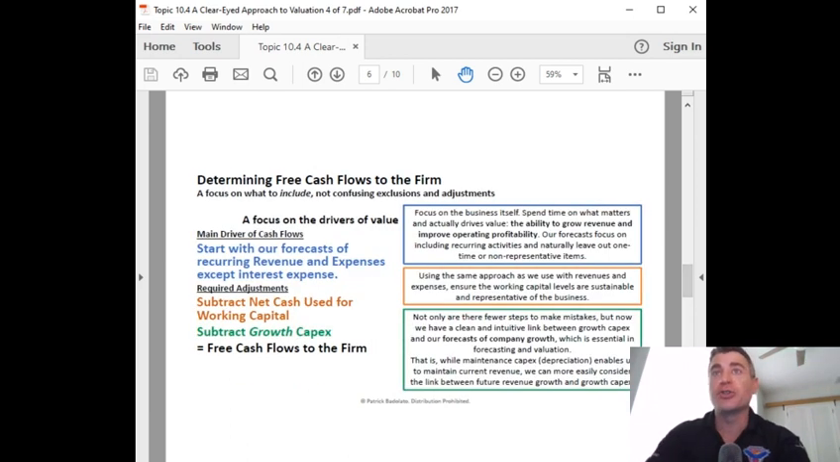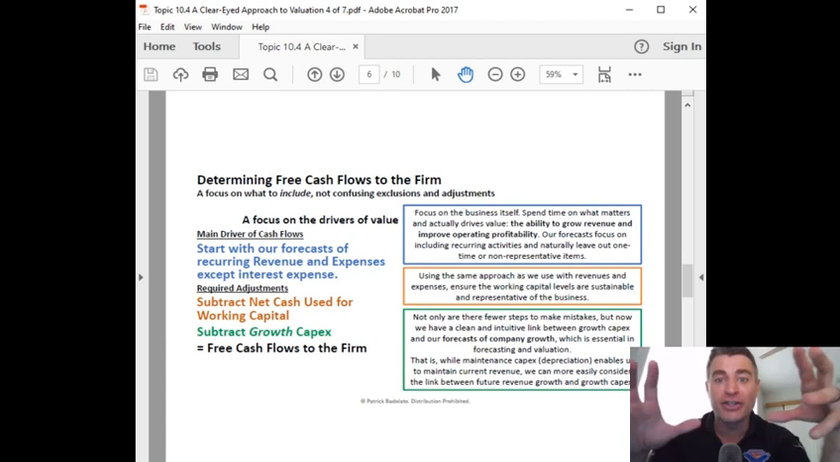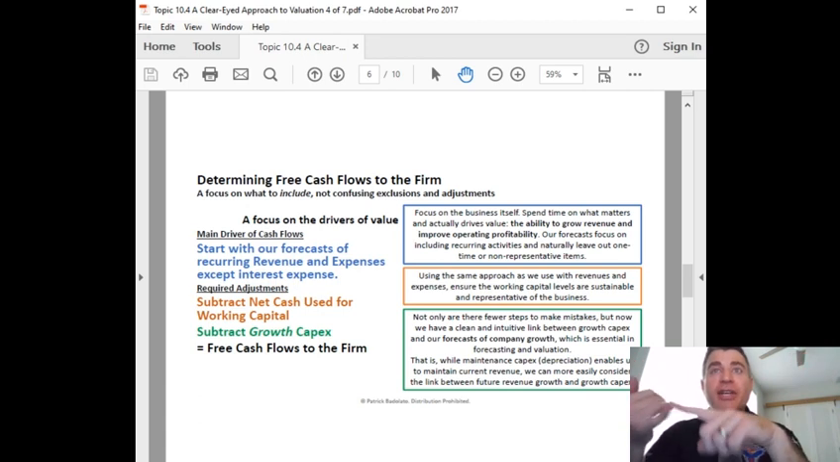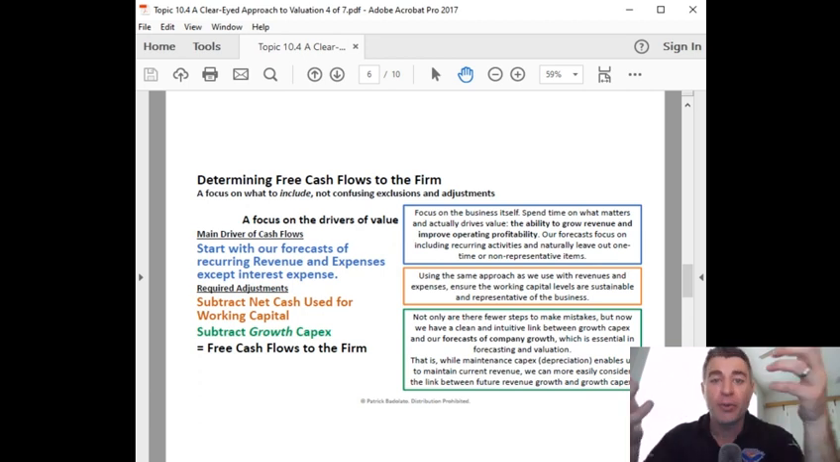All right, let's jump to an elaboration of what I mean by the way that I emphasize the focus on the drivers of value. So I have each set here in color-coordinated buckets to make some sense out of it. When we start with our forecast of recurring revenue and expenses, what are we basically doing? It enables us to focus on the business itself. We spend time on what matters, what actually drives value: growing revenue, improving operating profitability.